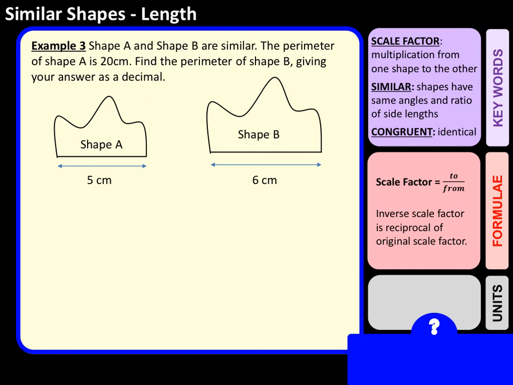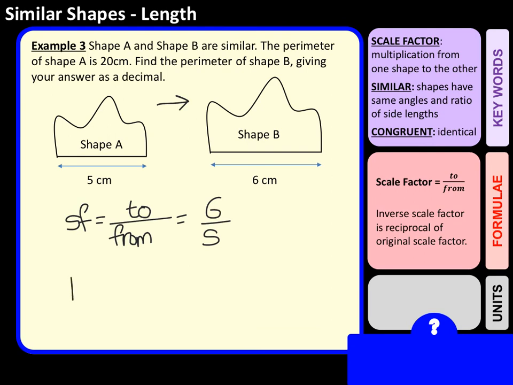Okay, so remember with similar shapes, when we enlarge, it means that every single part of the shape's perimeter, every single side, or in this case curve, is going to be multiplied by the scale factor. So if we just look at this straight side, work out the scale factor, then we can apply that to the perimeter as well. So I'm going from shape A to shape B overall. So my scale factor, which is 2 over from, is going to be 6 over 5.